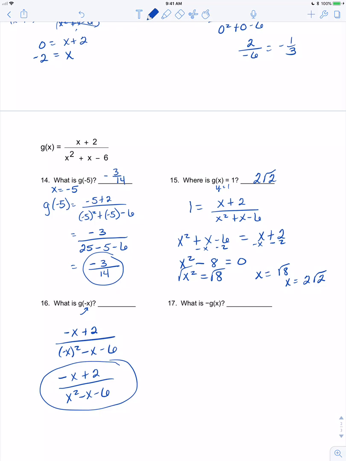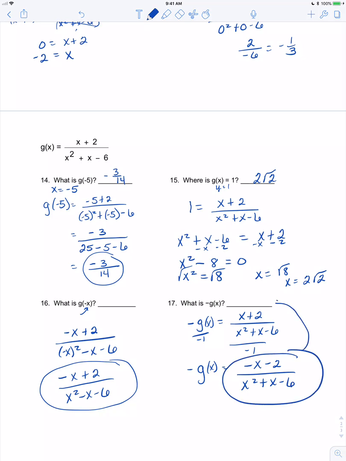Well, this one is just what is -g of x, which means -y, right? So -g of x is equal to x plus 2 over x squared plus x minus 6. Well, all we're really doing is dividing by that -1. So -g of x, which really should put that because it's like we're dividing by that -1, is really just -x minus 2 over the x squared plus x minus 6. So that's the final answer there.